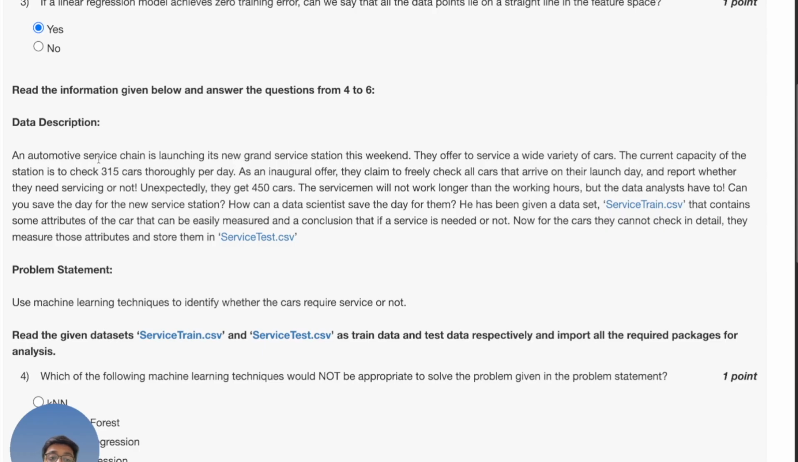Can you save the day for the new service station? How can a data analyst save the day for them? He has been given a dataset, service_train.csv, that contains some attributes of the cars that can be easily measured, and a conclusion on whether a service is needed or not.